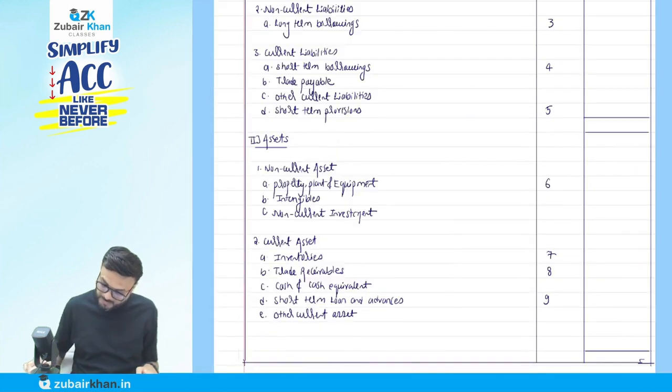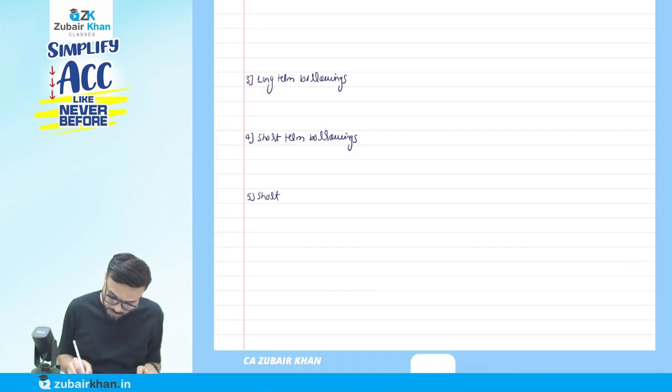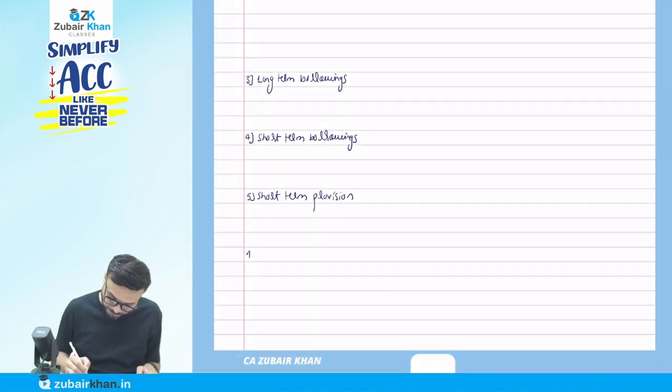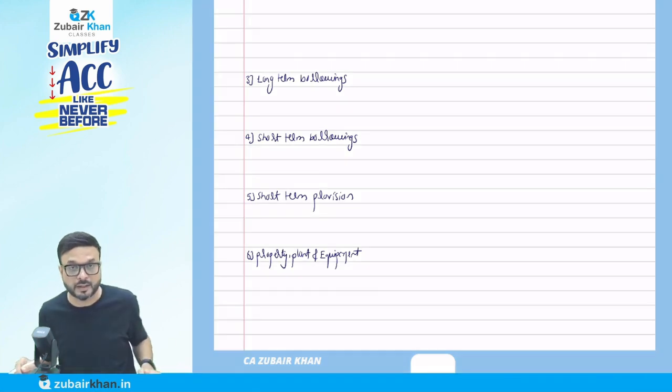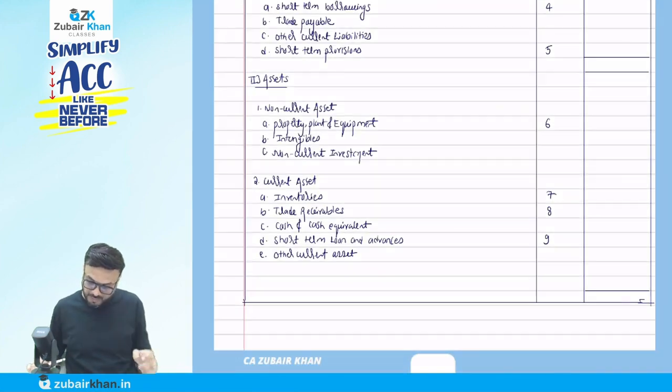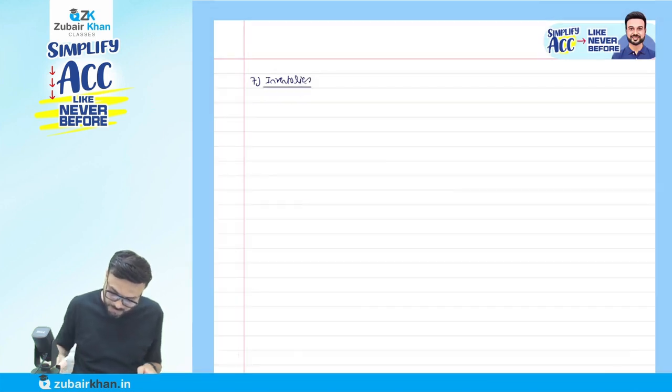Then the fifth one is short-term provision. Keep the space of 2, 3 lines. Then sixth one is PPE, property, plant and equipment. Then seventh is inventories. Keep the space of 5, 6 lines.